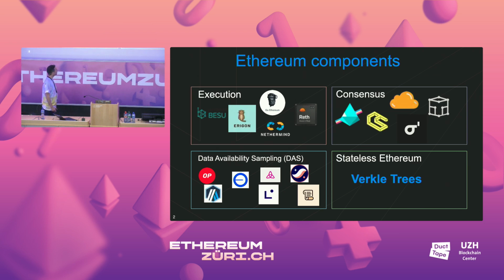Then we have this new part of Ethereum called data availability sampling, or DAS, or 4844, or proto-danksharding, call it whatever you want. And you have this part for the future, for light clients, called stateless Ethereum, where we have these verkle trees. Behind data availability sampling, I forgot to mention, there are all these things called rollups, or L2s. You can see there are Optimism, Arbitrum, Linea, whatever is your taste.